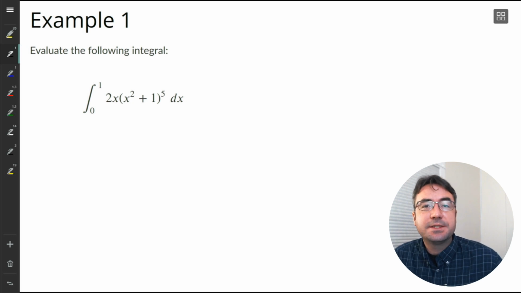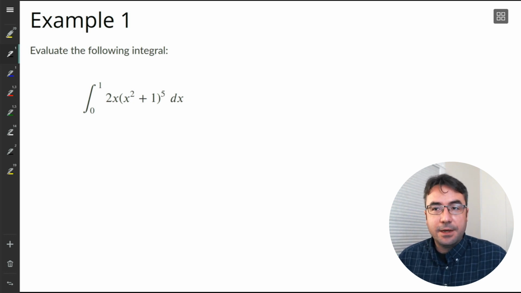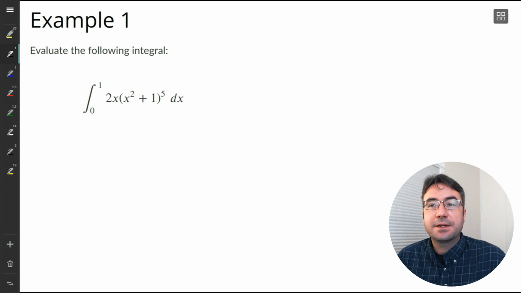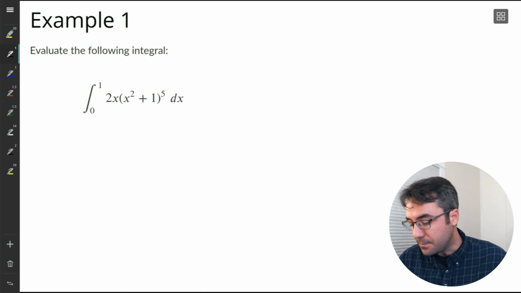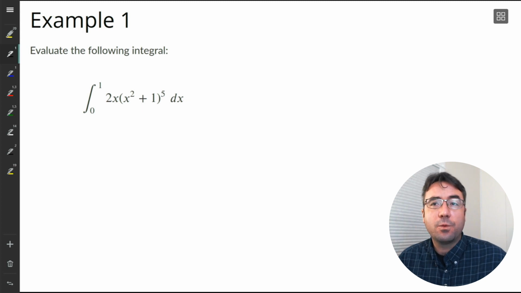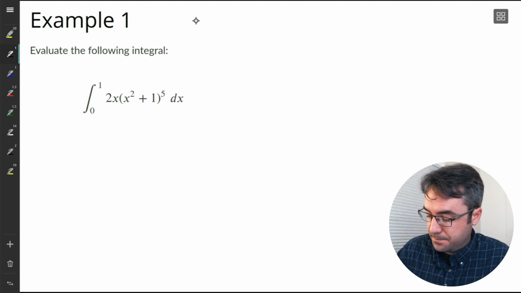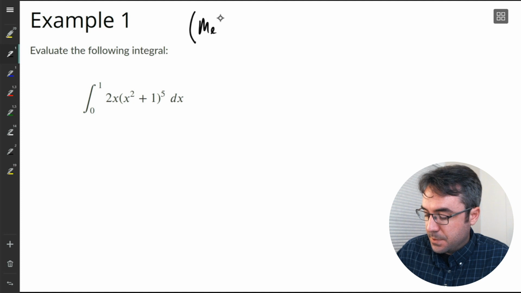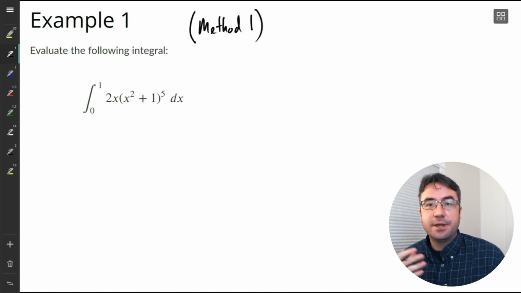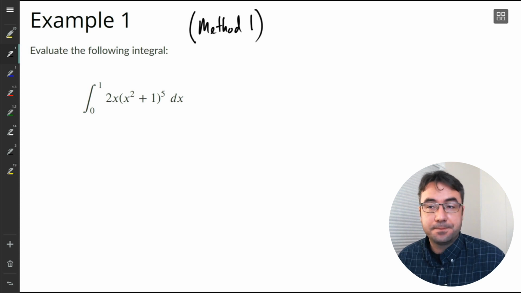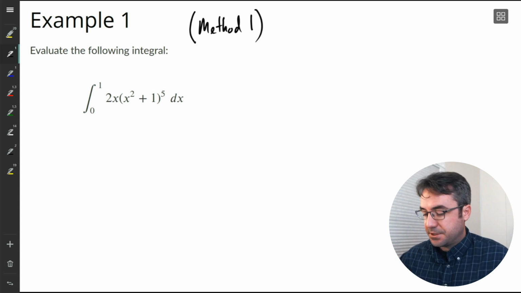So let's try example 1. We're going to integrate the function 2x times (x squared plus 1) raised to the power 5, and we're going to integrate this over the interval from 0 to 1. So we're doing a definite integral here. And let's use method 1 here. This is where we're going to convert our limits of integration into u. All right, so let's see how this looks.